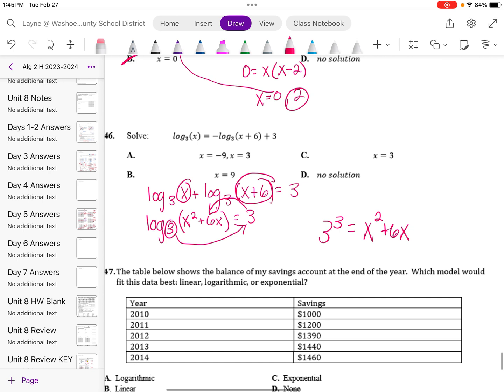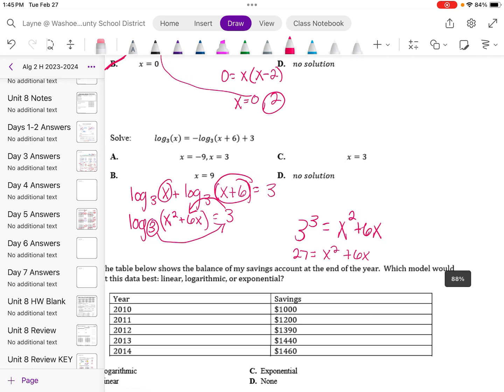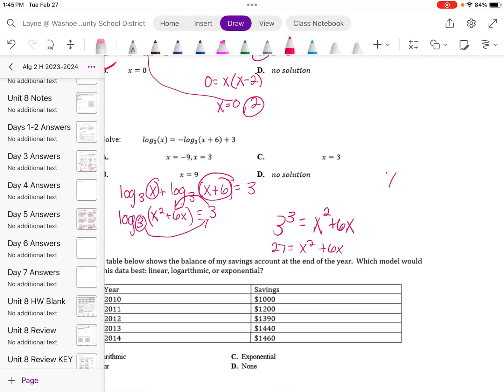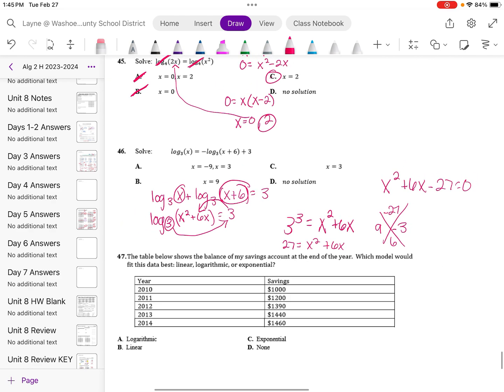Now 3 to the third is 27. So this will be 27 equals x squared plus 6x. Get everything on one side, factor, and solve. What multiplies to negative 27 but adds to 6 is going to be 9 and 3. The 3 will be negative. So my factors will be x plus 9, x minus 3. My solutions will be negative 9 and positive 3.